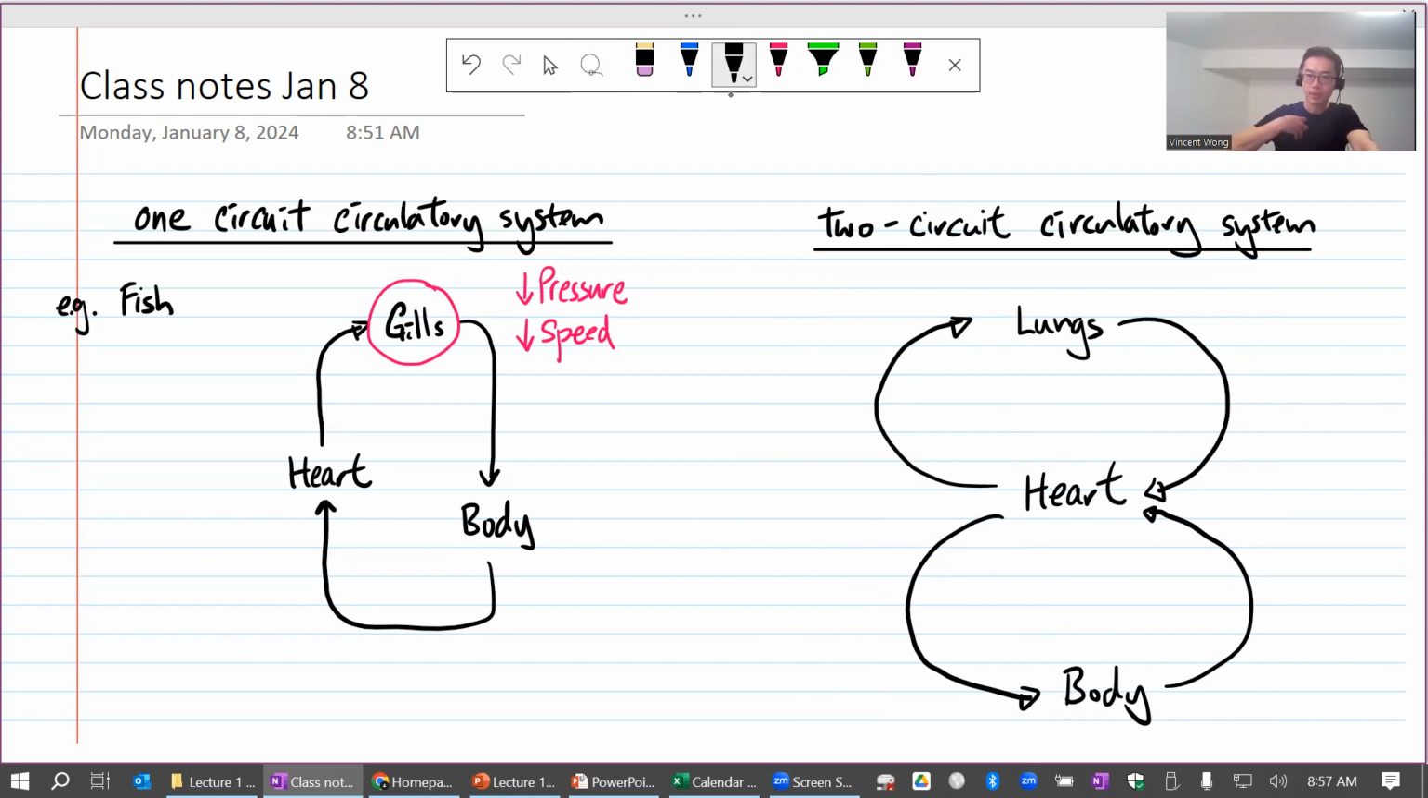All right, so humans, closed two-circuit circulatory system. Of course, I'll post the notes after as well. So don't worry if you are not able to copy everything down in time.